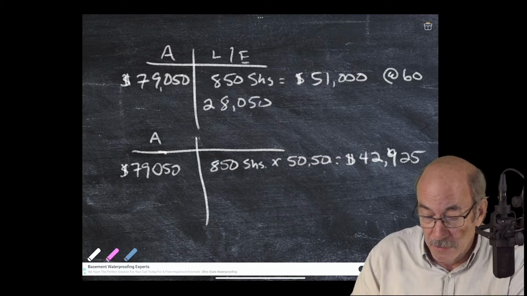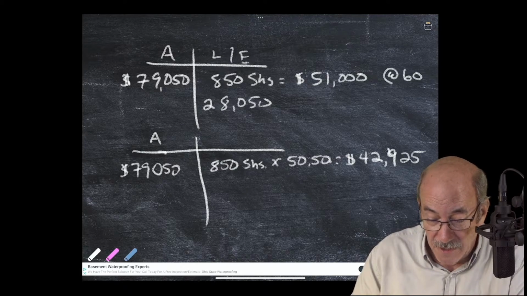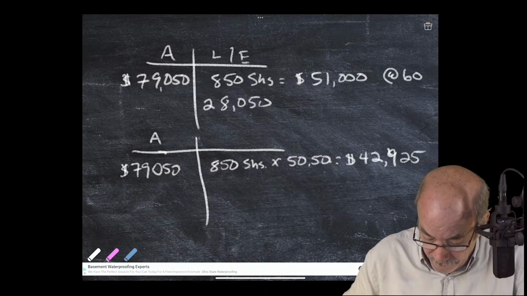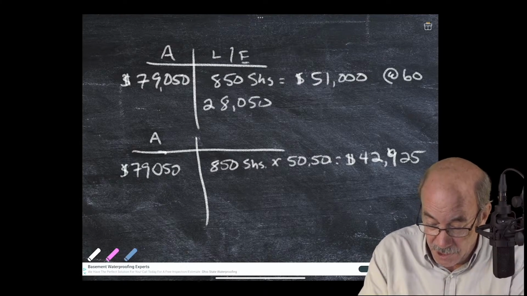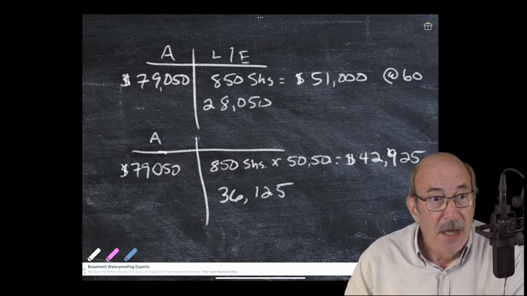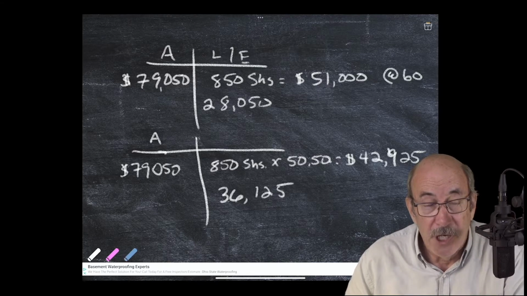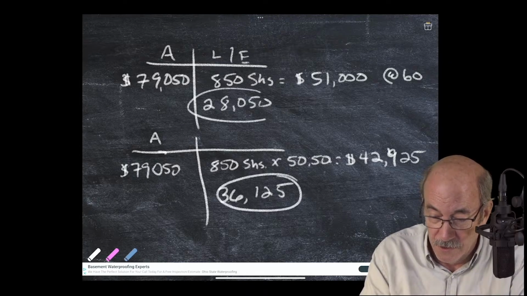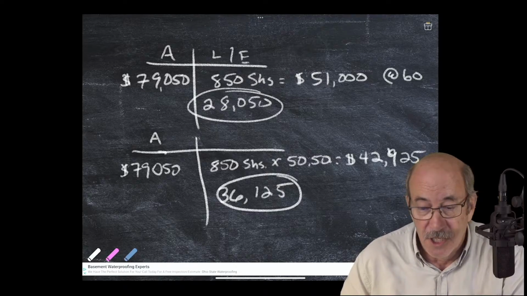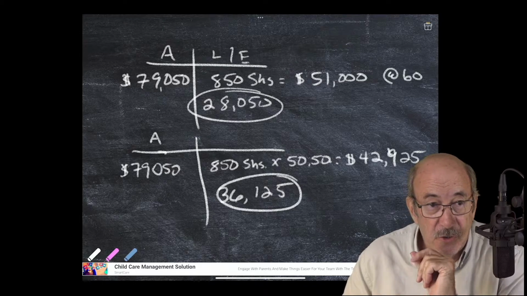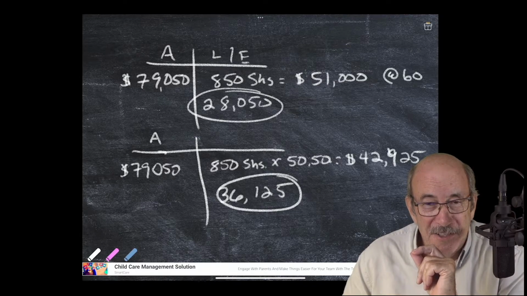So our equity account has 79,050 minus 42,925, and that gives me 36,125 as the balance in my equity account at the time I close out the position. So now I have the two most important figures that I need to do the calculation here. But I've got one more thing I still need to deal with before I actually get to a return. Anybody know what that is?